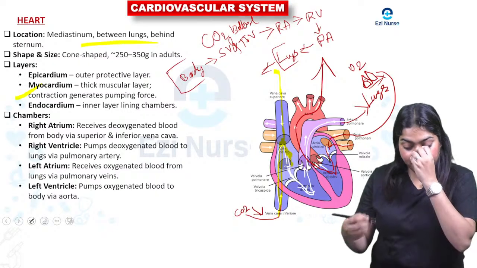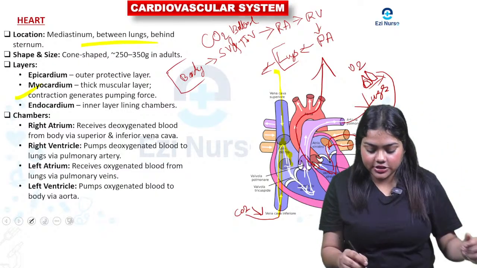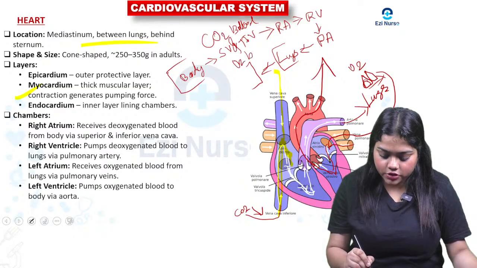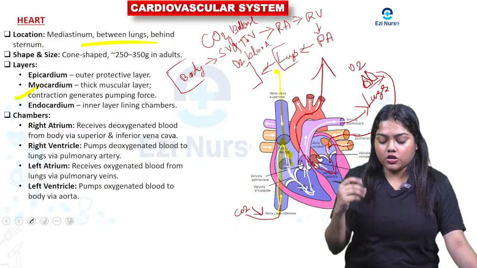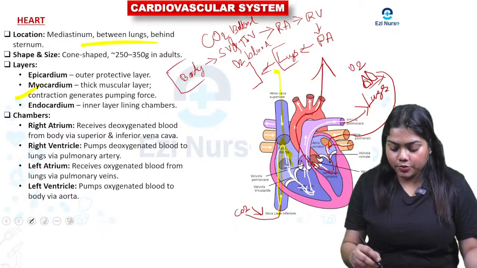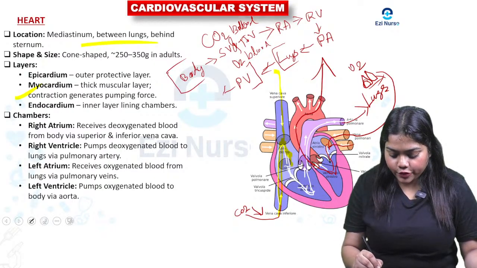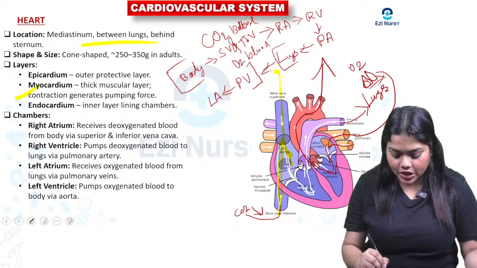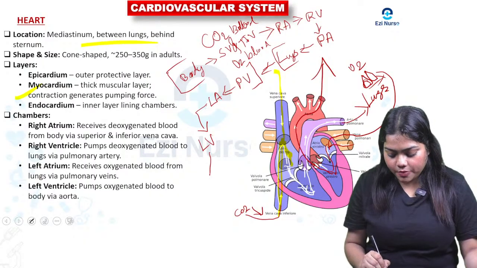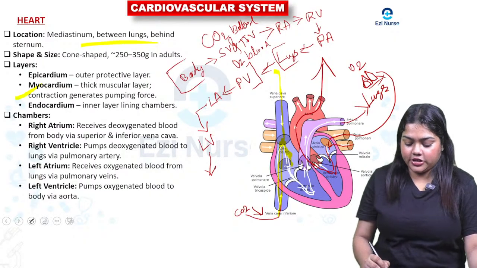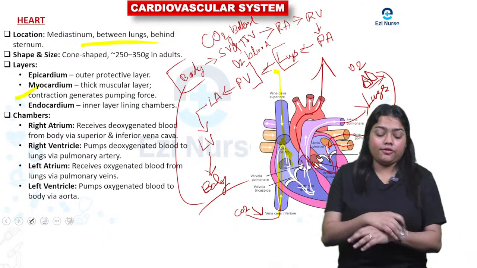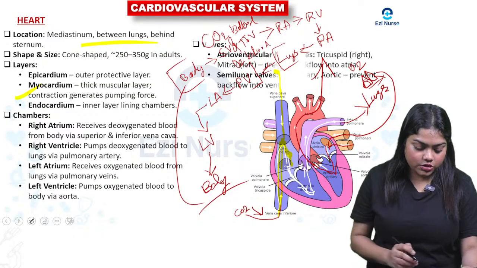Now, when the gas exchange happens, the oxygenated blood will move from the lungs through the pulmonary veins. It will come to the left atrium. From the left atrium, it will move down to the left ventricle. From the left ventricle, it will be delivered to the body. So this is the circulation. I hope I have explained it in a very simple way so you guys can understand.